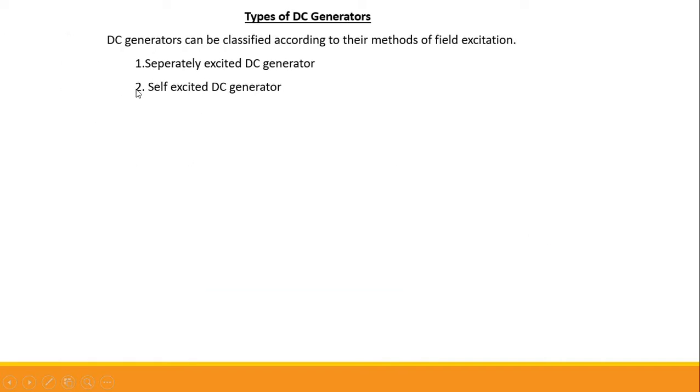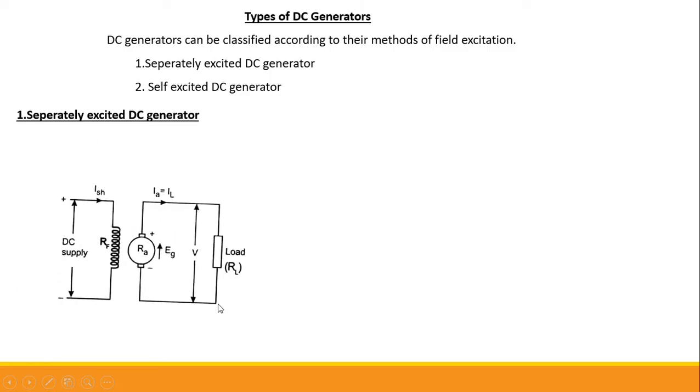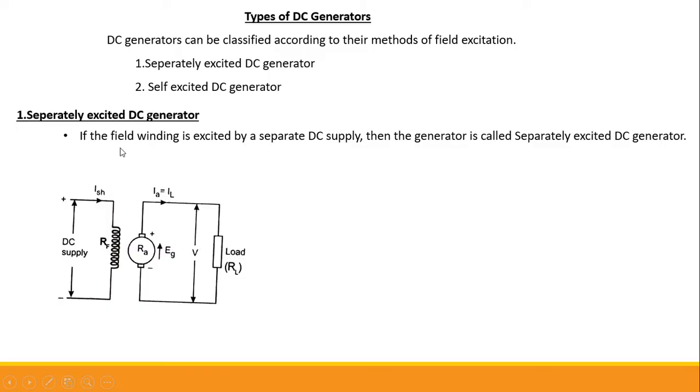Dear students, DC generators can be classified according to their methods of field excitation. They are separately excited and self-excited. Let us take the first one, separately excited DC generator. This is the circuit diagram of separately excited DC generator. If the field winding is excited by a separate DC supply, then the generator is called separately excited DC generator.